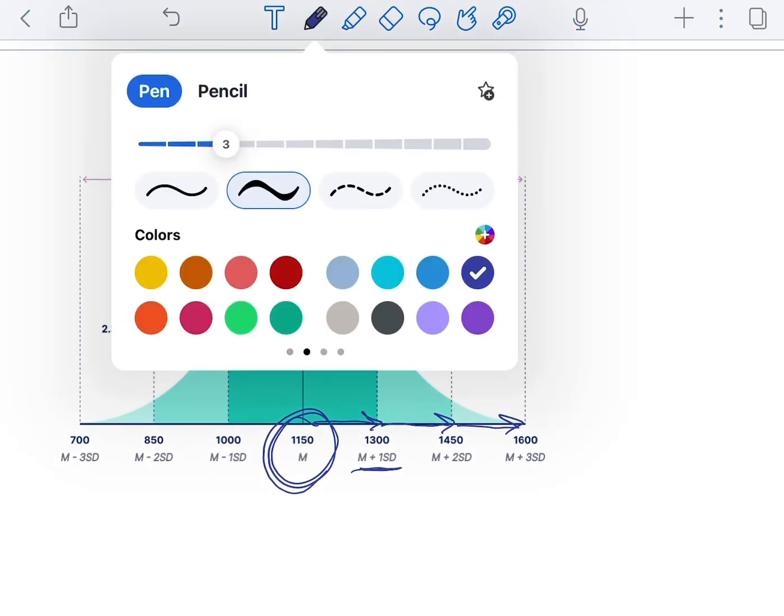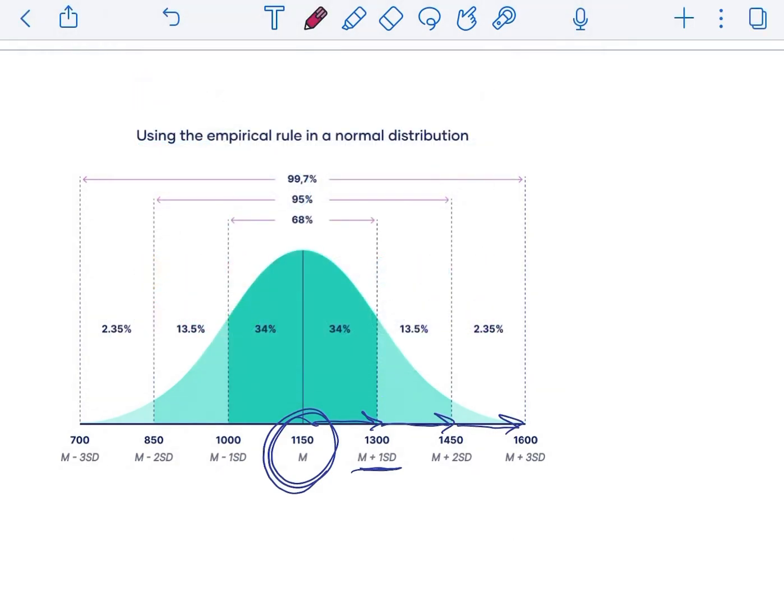So if I'm looking at this part of the data, this is representing all of the data that is within 1 standard deviation of the mean. Anytime you see or hear within 1 standard deviation, it means 1 standard deviation above and 1 standard deviation below. The amount of data within that interval is going to be 68% of the data.